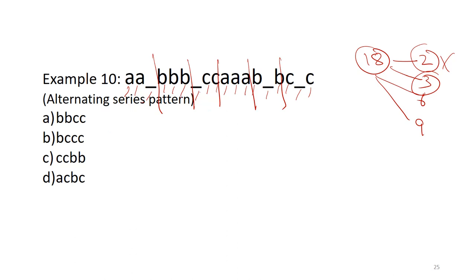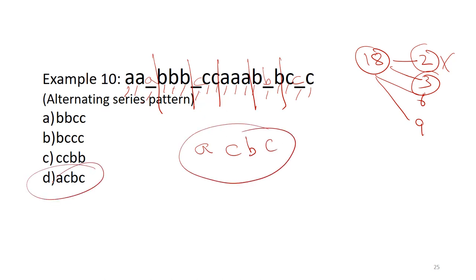Now, can you see any pattern? Obviously: 3 B's, 3 A's, 3 B's, 3 C's, 3 C's, 3 A's. That's it. Triple A, triple B, triple C, triple A, triple B, triple C. So my answer is A, C, B, C. A, C, B, C. Option D is the answer. Clear? Quite interesting, right? Very good.